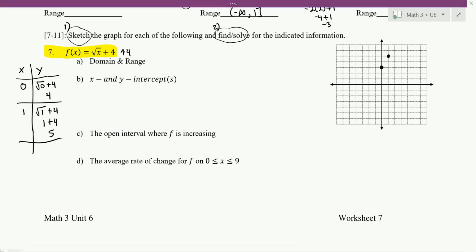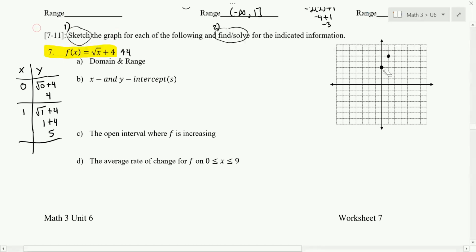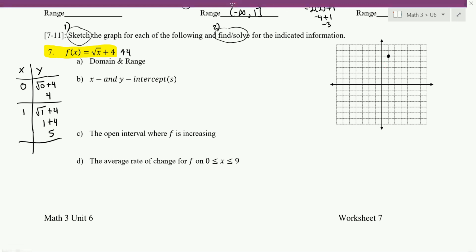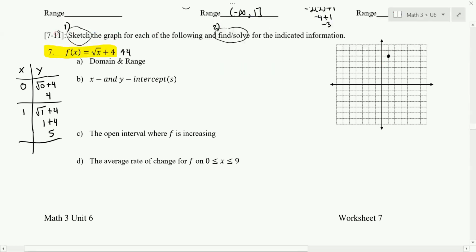And again, I plotted my first point wrong. Should be 0, 4. I put it at 0, 3. Next, I'm going to plug in a 4. I get the square root of 4 plus 4, which is 2 plus 4, or 6. So x is 4, y is 6. Right here. And so that's what we get. We get the top half of a sideways parabola.